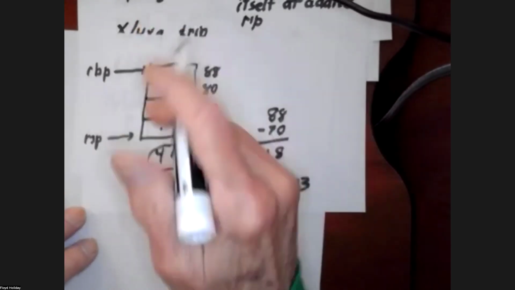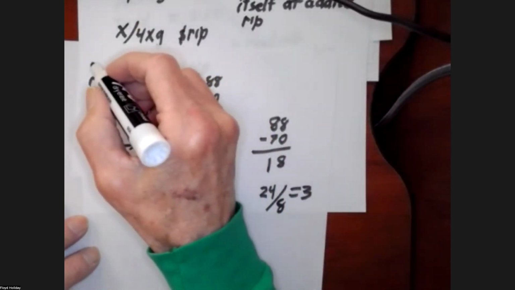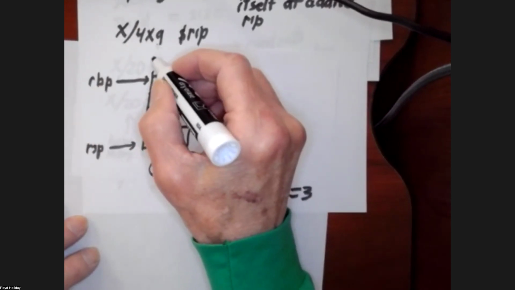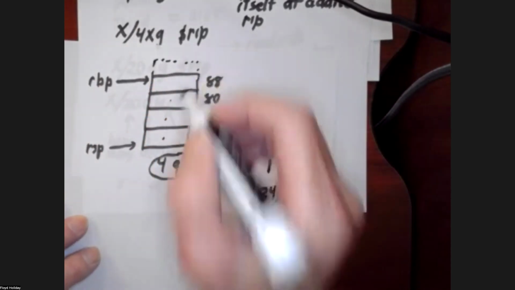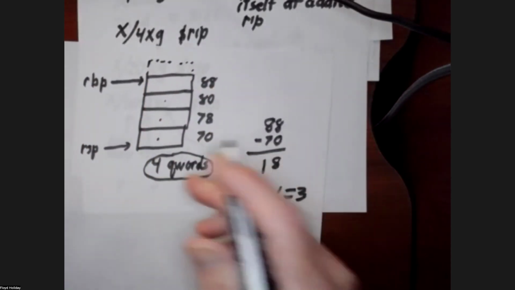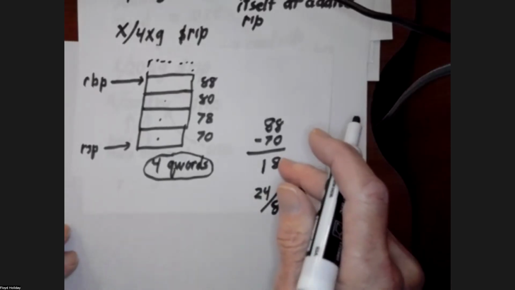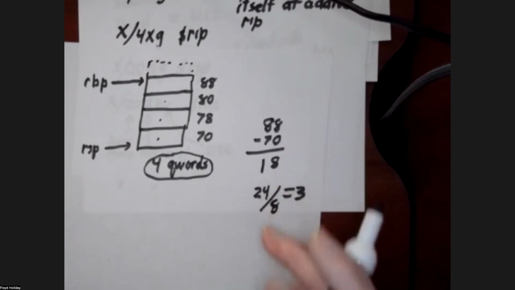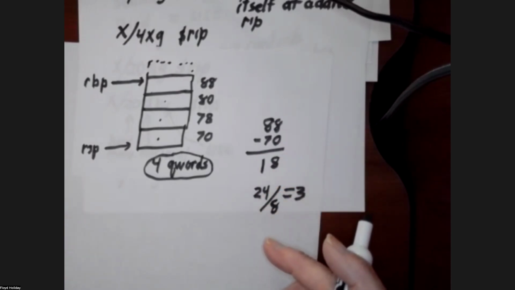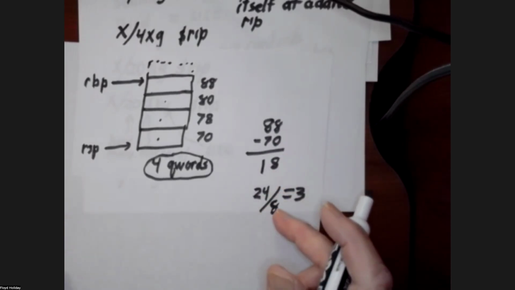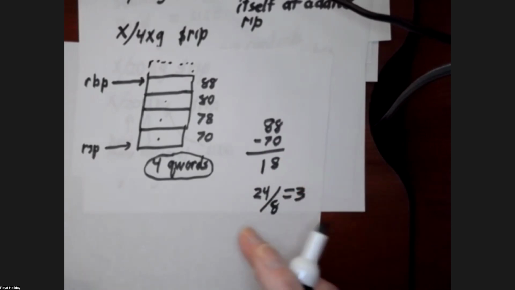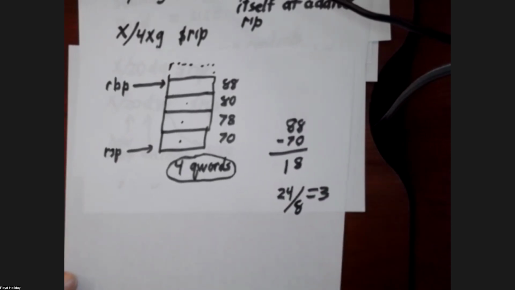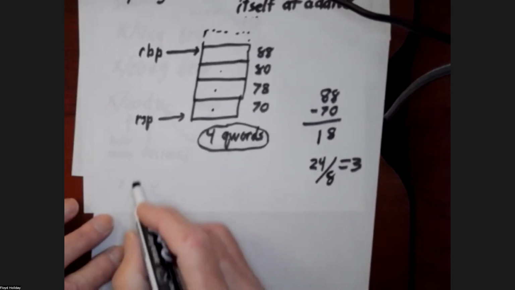Okay. So if RBP was pointing to the quad word in the back, it'd come out correctly. You'd subtract and you'd get 20 hex. 20 hex is 32. 32 divided by 8 would be 4. Yeah, okay. So we're going to have this issue right now.